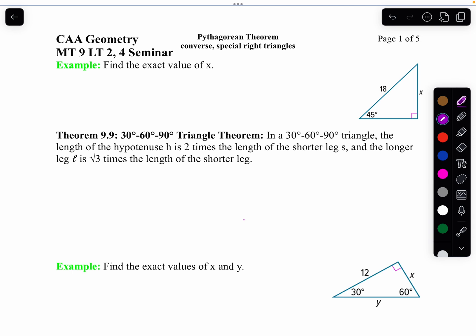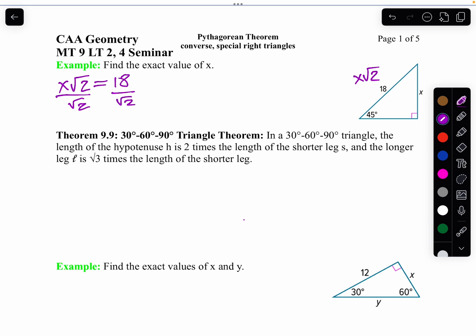In our next problem, I want you to find the exact value of x. Notice I know the hypotenuse is x, or my leg, times the square root of 2. So I know x times the square root of 2 equals 18. Now let's review: what do you have to do to get x by itself? And what do you do when you have a square root in the denominator?